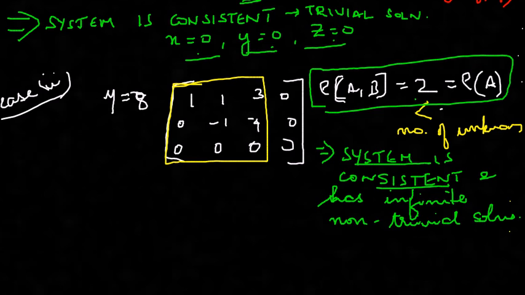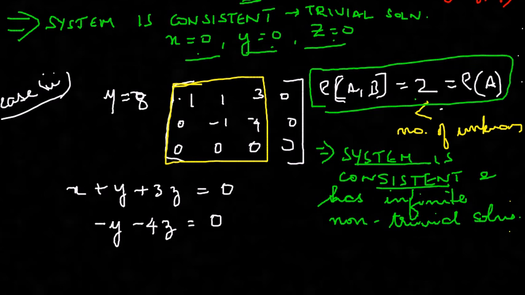So suppose we said it has infinitely many solutions, right? As always, we have to find at least one solution. So how do we find it? Let's write the equations from the echelon form matrix. It will be x plus y plus 3z equal to 0, minus y minus 4z equal to 0. So I can write this as y plus 4z equal to 0, or I can say y is equal to minus 4z.